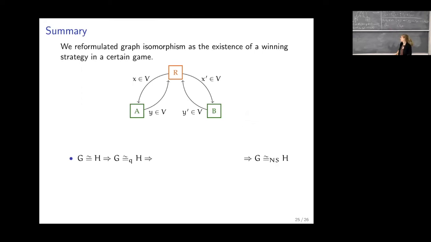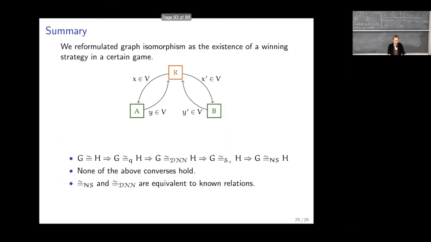And then we also looked at the doubly non-negative cone and the set of PSD matrices, and that gave us these two additional relations, and they all form a nice hierarchy of relaxations of graph isomorphism. And I also showed you examples showing that none of the converses hold. And then this non-signaling isomorphism and DNN isomorphism turned out to be equivalent to some previously studied relations on graphs. So fractional isomorphism in the case of non-signaling isomorphism, and for DNN, it was distinguishability by the two-dimensional Weisfeiler-Lehman algorithm.